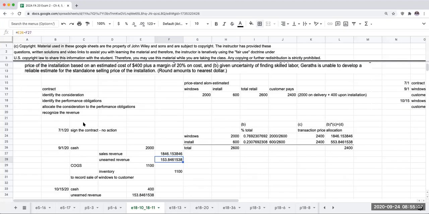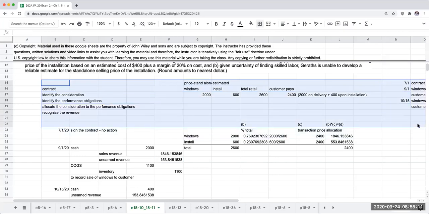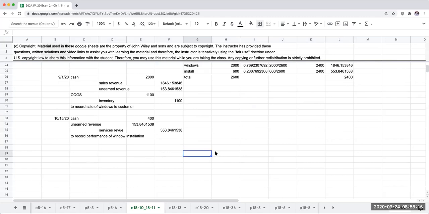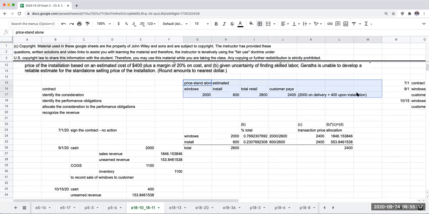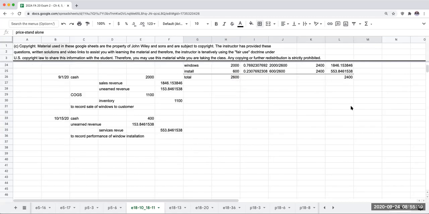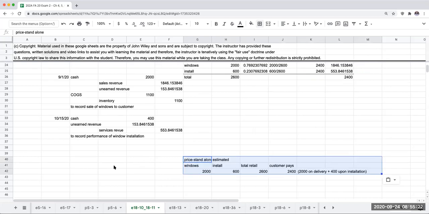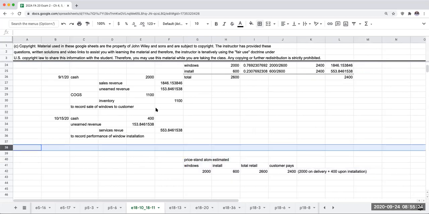So how does that change what we just went through and did? Well, the only thing that's really changing is right up here. So when I take a look at this, and let's go through here and do.